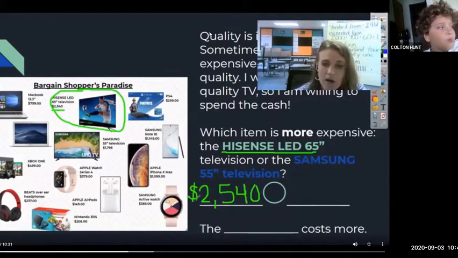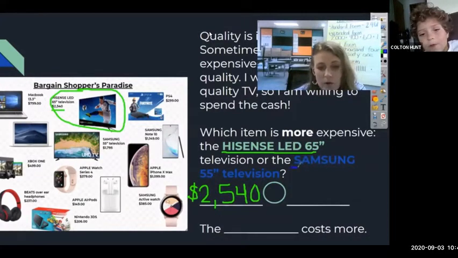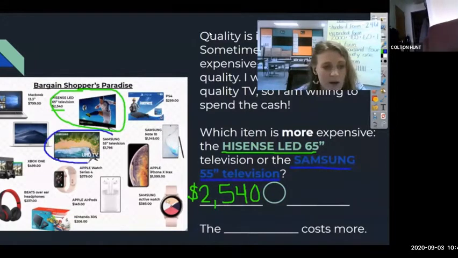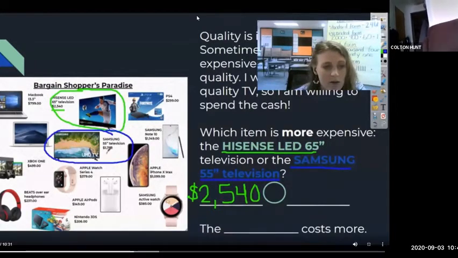There we go. All right, and then the second one that we're looking for is the Samsung 55-inch television, and that television is right here. It has the same title. This costs $1,795.